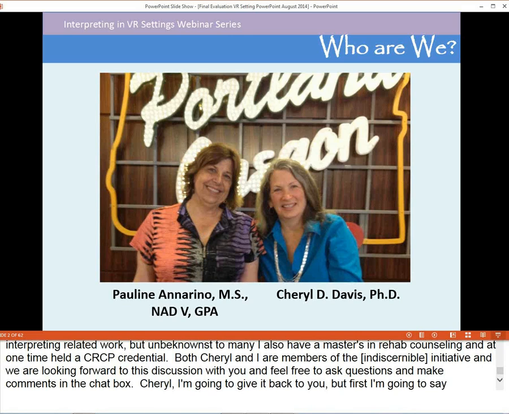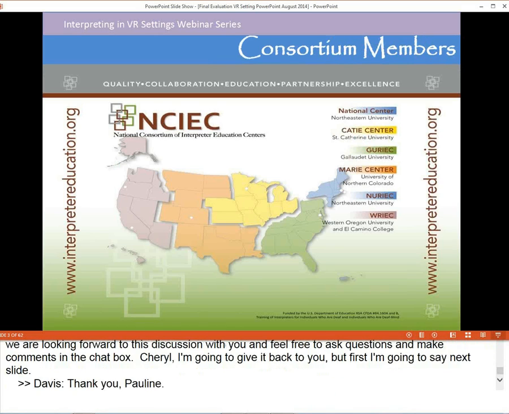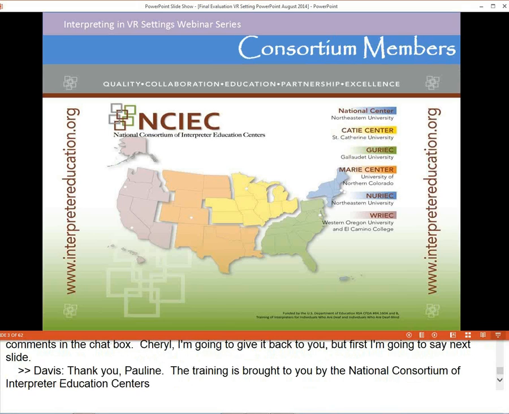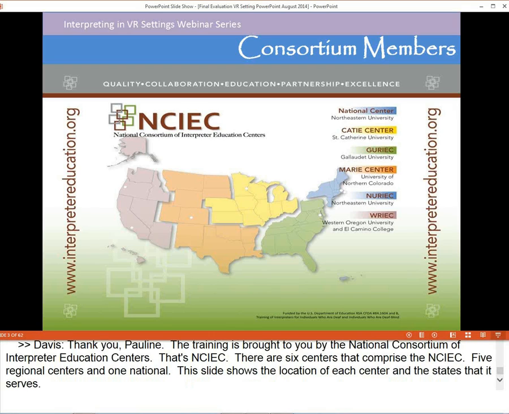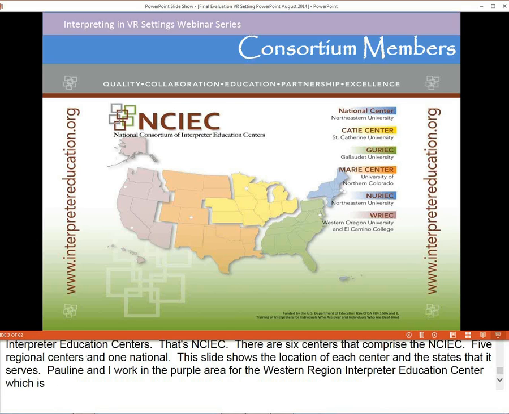The training is brought to you by the National Consortium of Interpreter Education Centers. That's NCIEC. There are 6 centers that comprise the NCIEC, 5 regional centers, and 1 national. This slide shows the location of each center and the states that it serves. Pauline and I work in the purple area for the Western Region Interpreter Education Center, which is a collaborative effort of Western Oregon University and El Camino College.